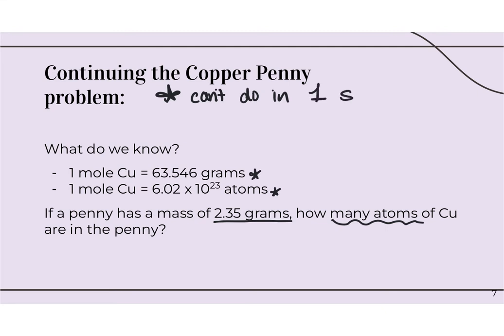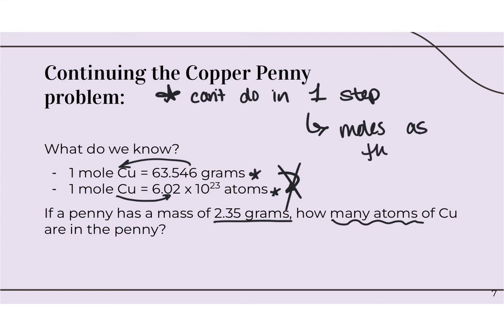in one step, okay? I can convert grams to moles, and I can convert moles to atoms, but I cannot do directly grams to atoms. I cannot do that conversion. I don't have a conversion factor that does that. So I have to use moles as the intermediate, okay? So that's going to be my middle step here. I always want to convert things to moles.